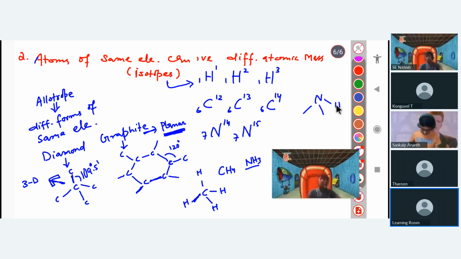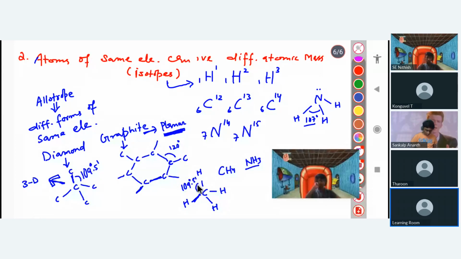Ammonia is having this shape. I will write it here. In chemical bonding, you will also see the shapes of molecules. In ammonia, this pattern is not followed. The angle is 107 degree. Here it is 109 degree. Got it? Okay.